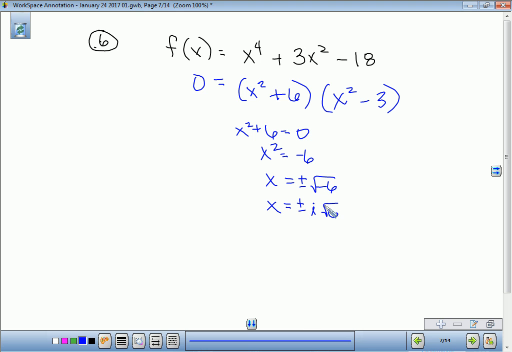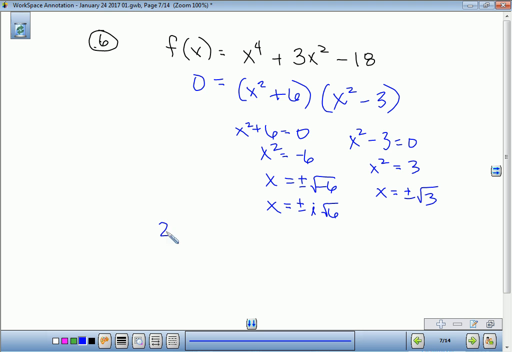6 doesn't break down, but the negative does. Alright, so this becomes this. And once again, most of you are going to get to the point where you don't have to show this work, because you just know. You just know it.